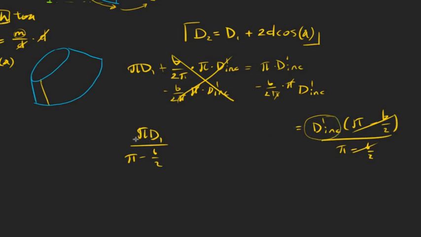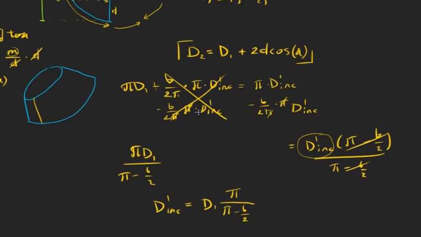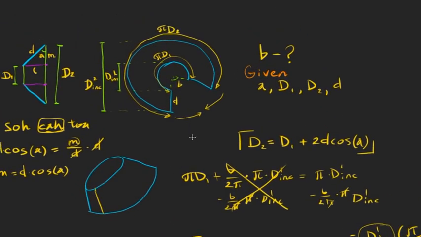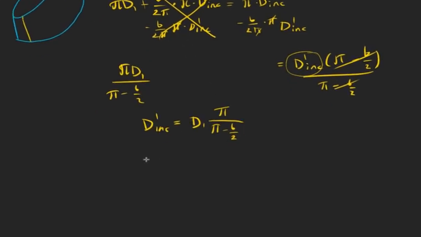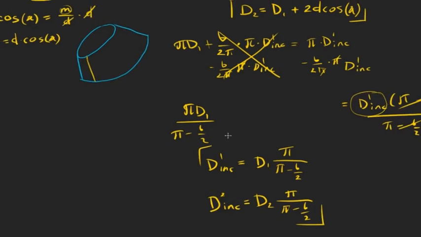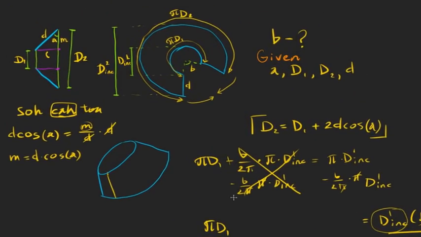What we are searching for, d increased one, is equal to, let me write it like this, d1 times pi over pi minus b over 2. And guess what? The same is gonna apply to the inc2. If you don't believe me, just check this out yourself. I'm just going to write this. Let me frame this. This is our second frame. Second helpful bit of information.